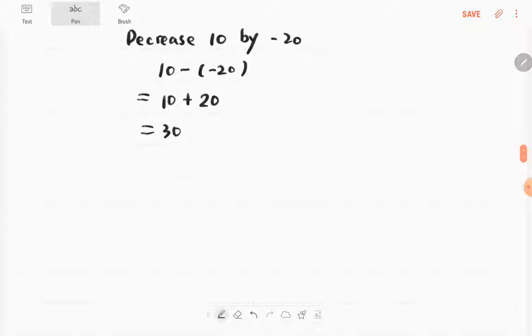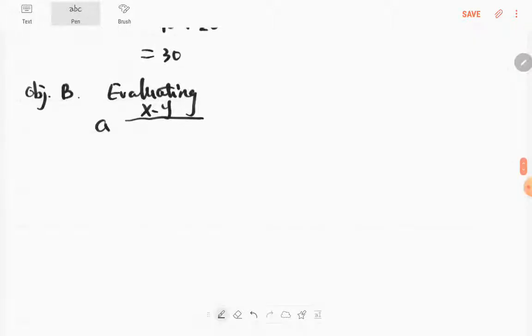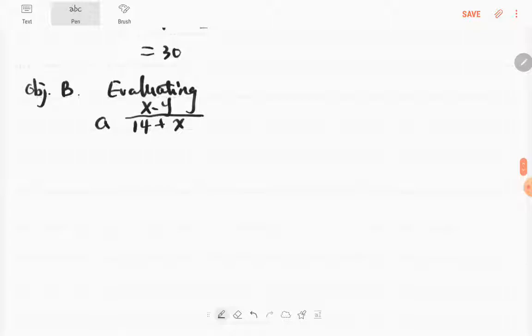Okay. So let's check the second objective. We want to evaluate. Let's check this one. If we want to evaluate part A, we have x minus y. So here, x equals 1, y equals negative 4.